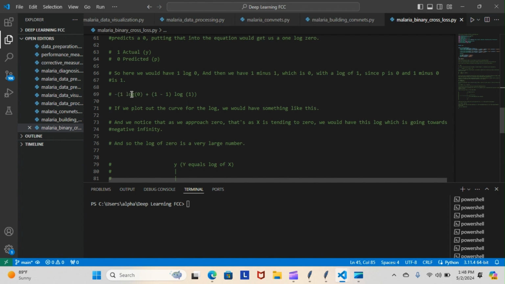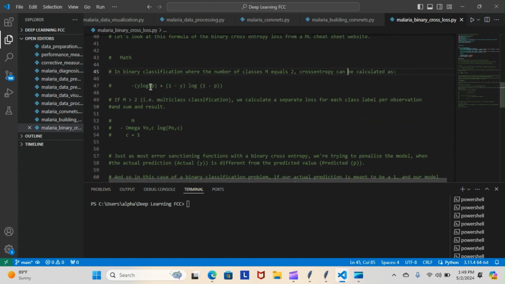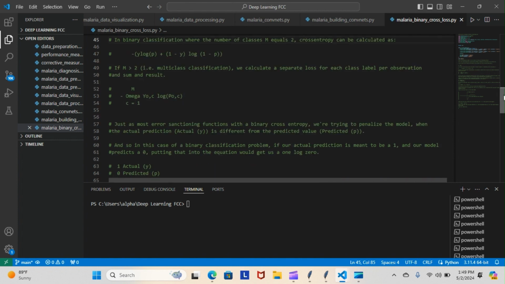So let me give you a look. Just take a look at this one right here. And we'll show you the original equation. So that's the same as this. We just switched out the y and the p with their numbers. So we have the y, which was 1, and the p, which was 0. Or the y was the actual, and the predicted was 0. So as you can see, we replace all of the letters with their corresponding numbers.